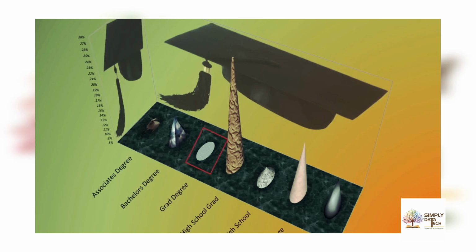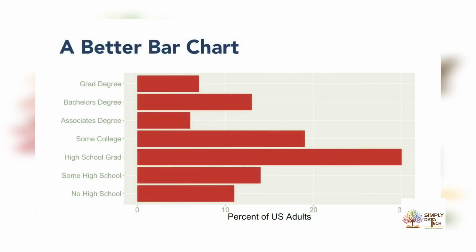You know, if you want to take an extreme, this one for grad degrees doesn't even make it to the floor value of 8%. And this one for high school grad is cut off at the top at 28%. This, by the way, is a picture of a sheep, and people do this kind of stuff, and it drives me crazy. If you want to see a better chart with the exact same data, this is it right here.